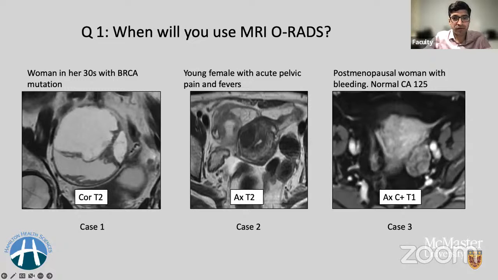This is the actual post-contrast image. You see the uterus and also an enhancing left adnexal mass. So which of these do you think is when you will use MRI O-RADS? So I'm seeing some options here. Most of you have gone for case number A, or case number one. Very few have gone for B and C. Okay, so let's go to the next question.